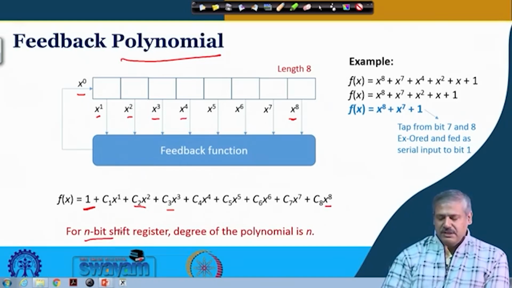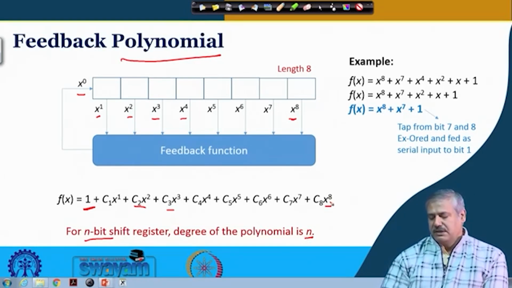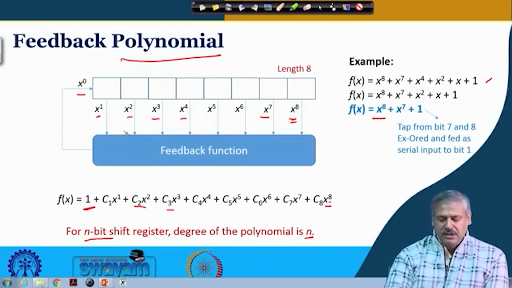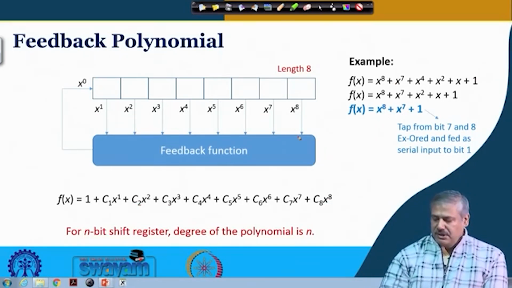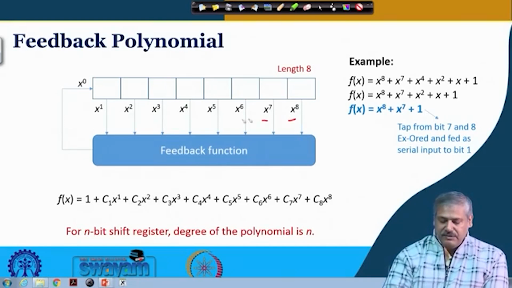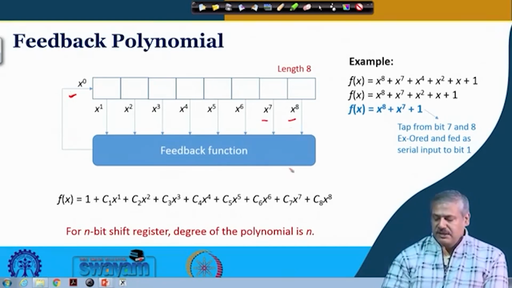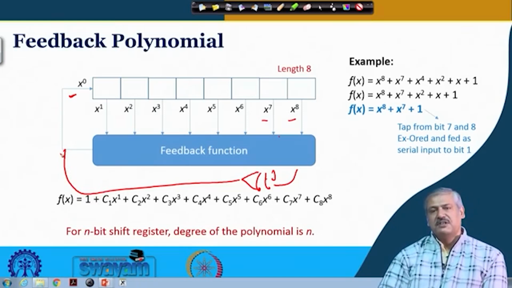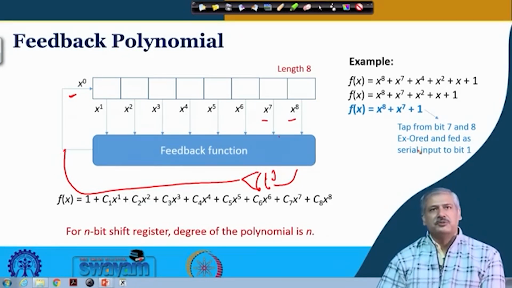For an n bit shift register, the degree will be n; for 8 bit, here the degree is 8, and these are some examples. If it is x8, x7 and 1, so x8, x7 and 1 is this one. What does it mean actually? These two are getting XORed and fed as input. This is the meaning of this polynomial. Taps from bit 7 and 8 are XORed and fed as serial input to bit 1.